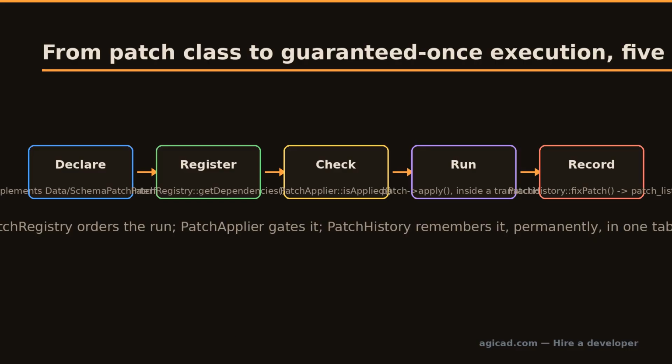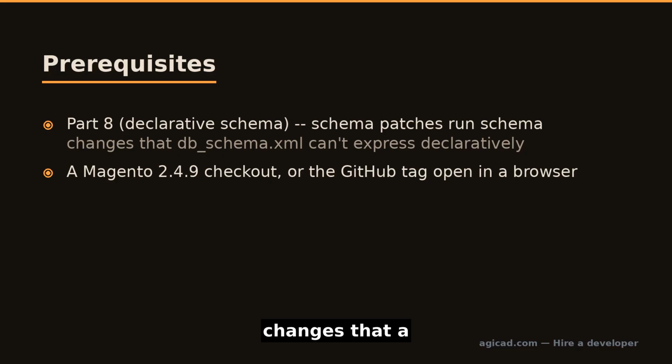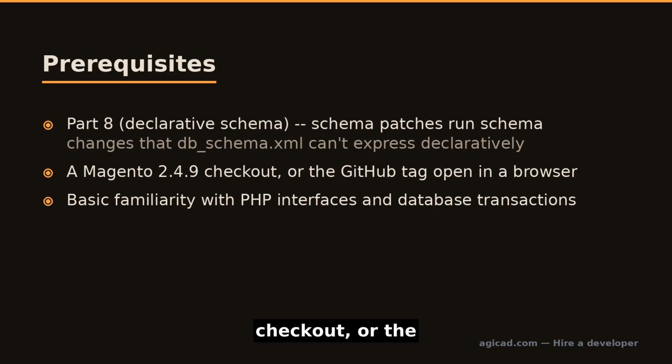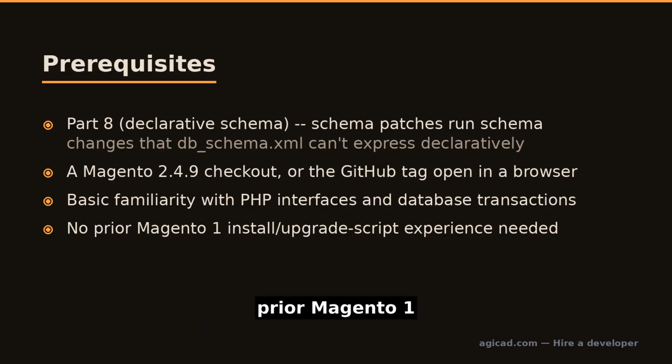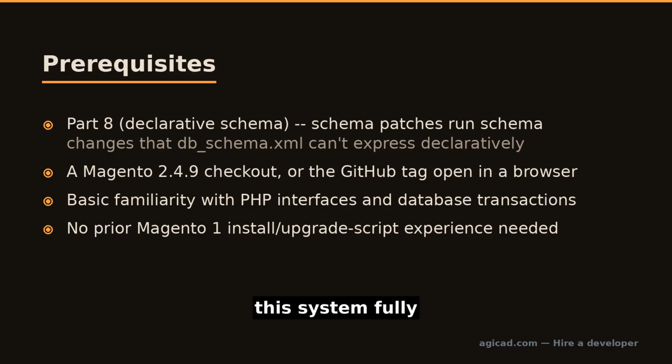A few things help before we dig in. Part 8, on declarative schema, is directly useful. Schema patches exist specifically for the schema changes that a plain db_schema.xml file can't express, like the multi-store table creation loop we're about to look at. Either a real Magento 2.4.9 checkout, or the GitHub tag open in a browser tab. Basic familiarity with PHP interfaces and database transactions is enough. No prior Magento 1 install script or upgrade script experience is needed at all. This system fully replaced that older approach.